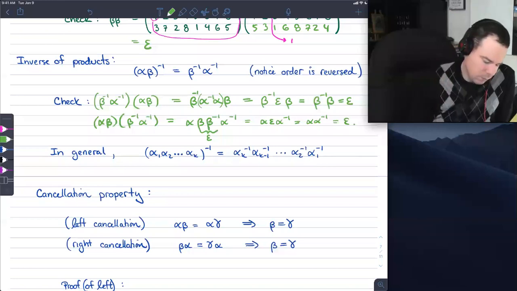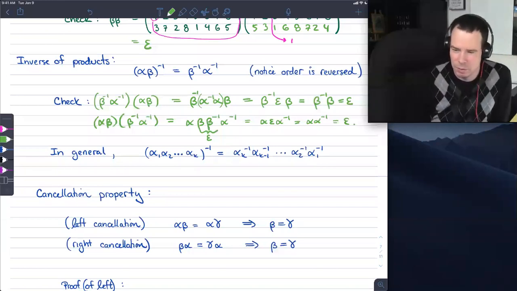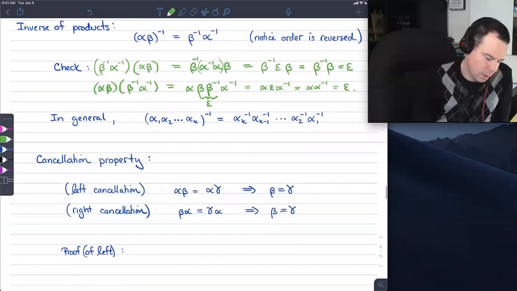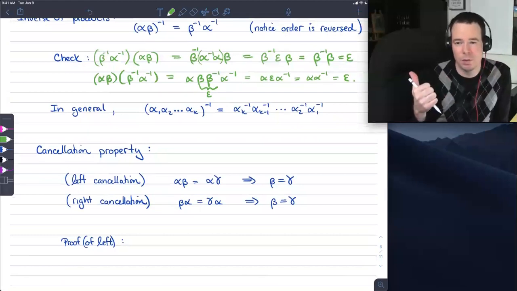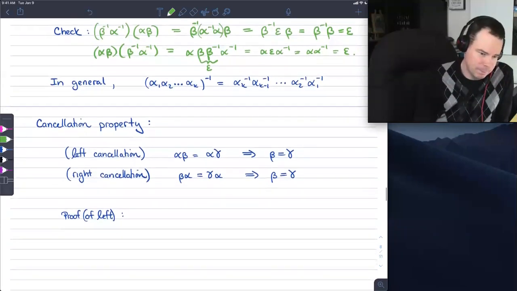And that's what this last statement says about the general case. The inverse of alpha 1 through alpha k is alpha k inverse, alpha k minus 1 inverse, and so on, down to alpha 1 inverse. Okay, so those are our properties of inverses. Now we know how to compute an inverse, and we have some basic properties of inverses that we can use.